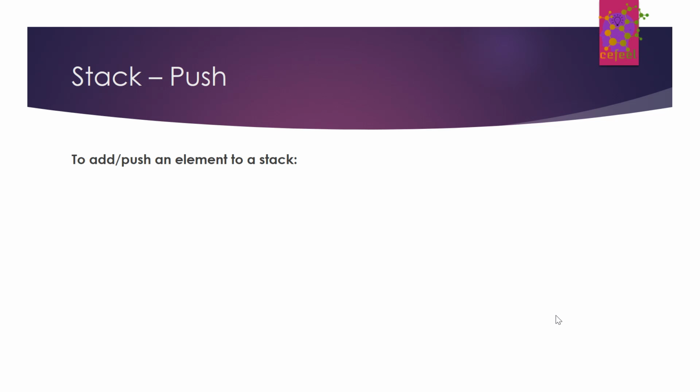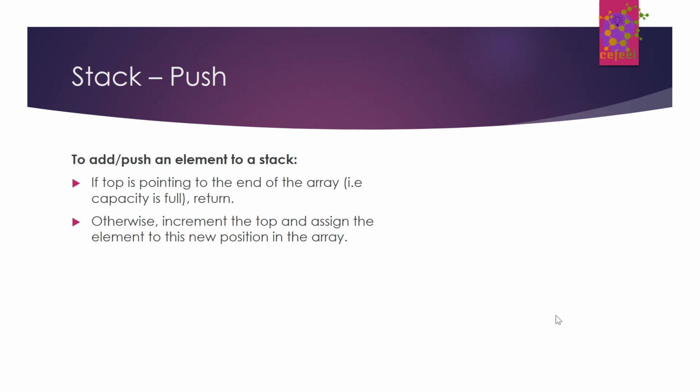So the requirement is to add or push a new element to the stack. First we just need to check that we are not overrunning the capacity. If top is pointing to the end of the array, we don't have any space for a new element, so we'll do nothing, we'll just return. Otherwise, we just need to increment top by 1 to the next available position and assign the element to the new position of the array. So that's a very simple operation.